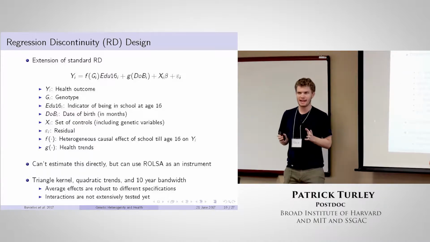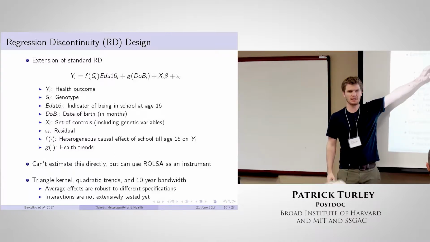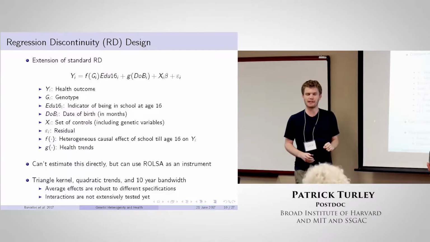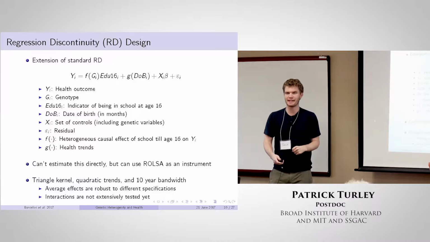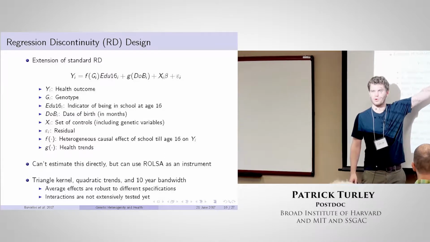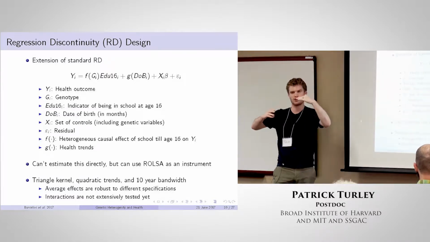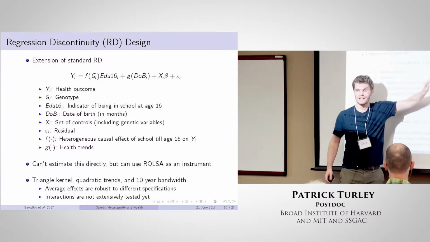So what we would like to estimate ultimately is this here. Y is going to be some health outcome that we're interested in. And this EDGI-16 variable is a binary variable of whether or not an individual was still in school at age 16. We're going to have some controls for date of birth to allow for pre and post trends in the health variables. We're going to have a set of covariates as well.